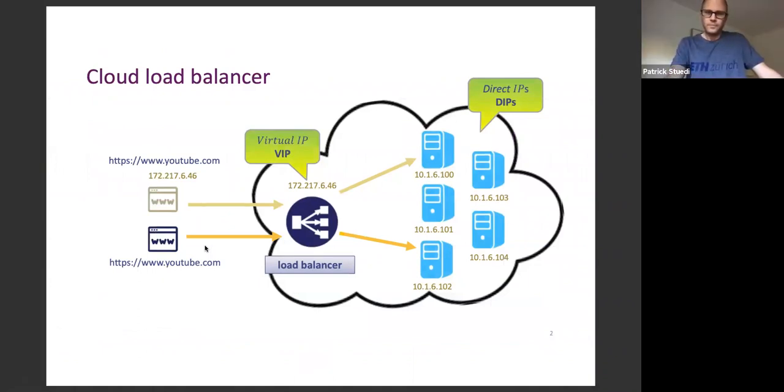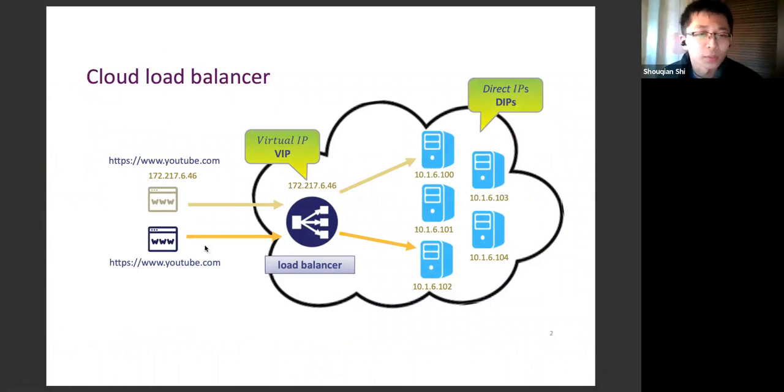So the first question is, what is a load balancer? This gateway in the middle works as a load balancer. It sits between the clients and the multiple backend servers, and it distributes each request to the right server and balances the load across the servers. The load balancer publishes a single external IP address as a web service, and the IP address is called virtual IP or VIP. And each of the backend servers has an internal IP, called direct IP or DIP.